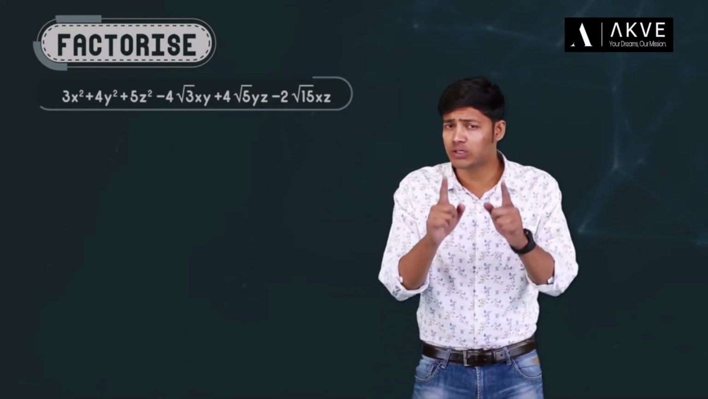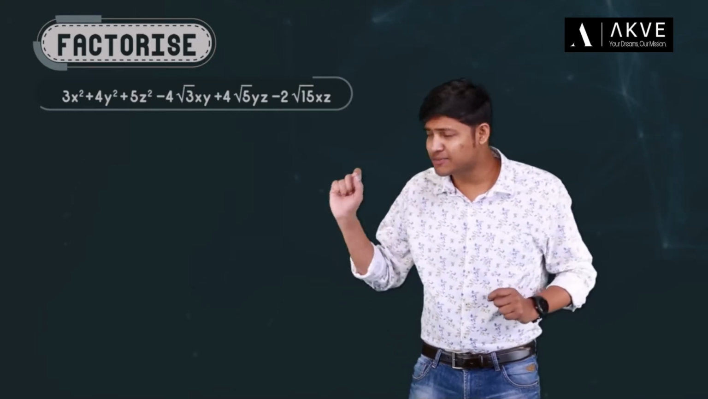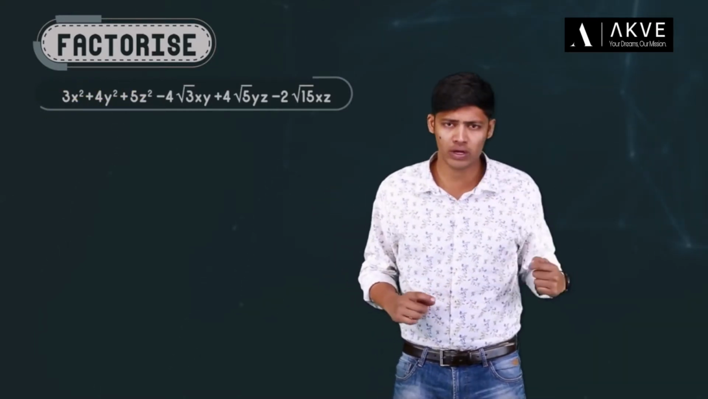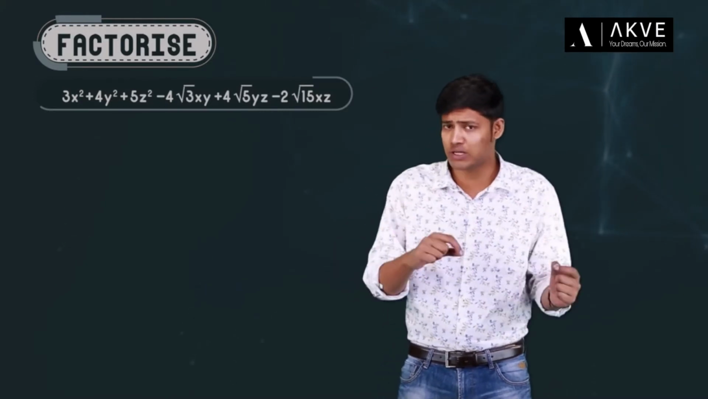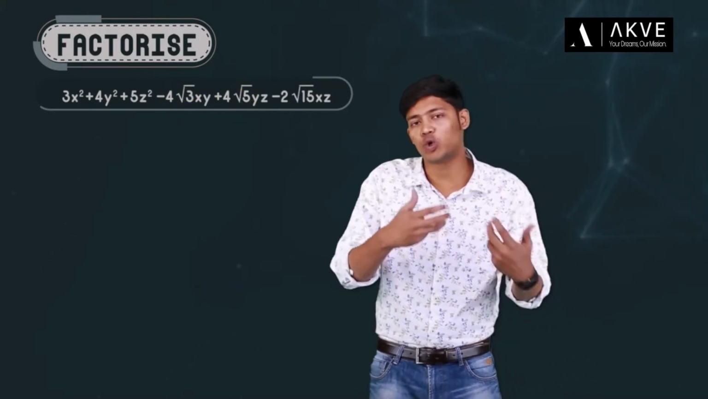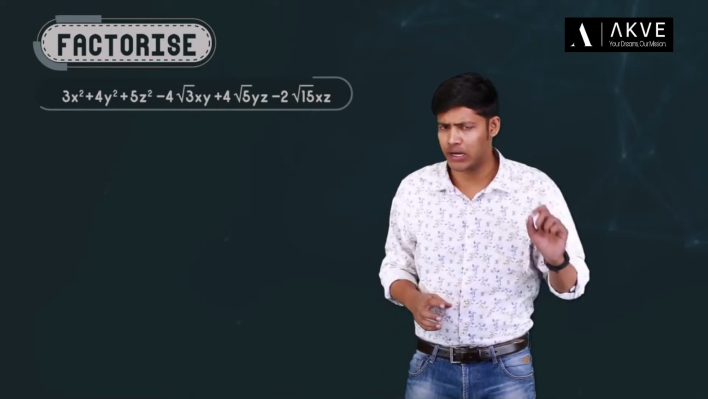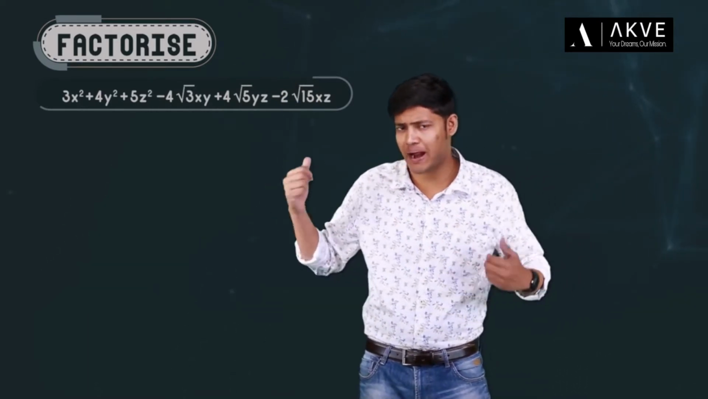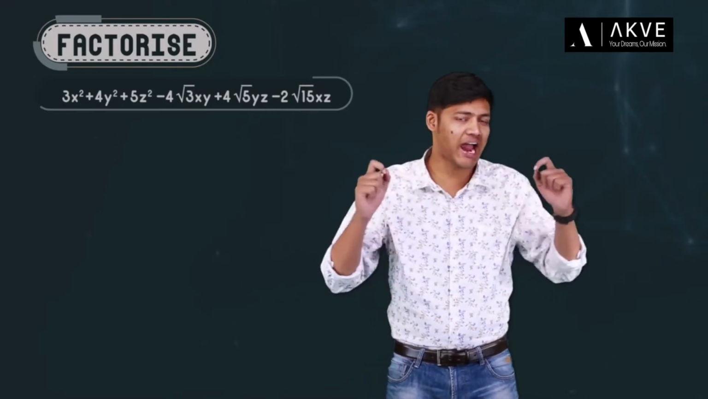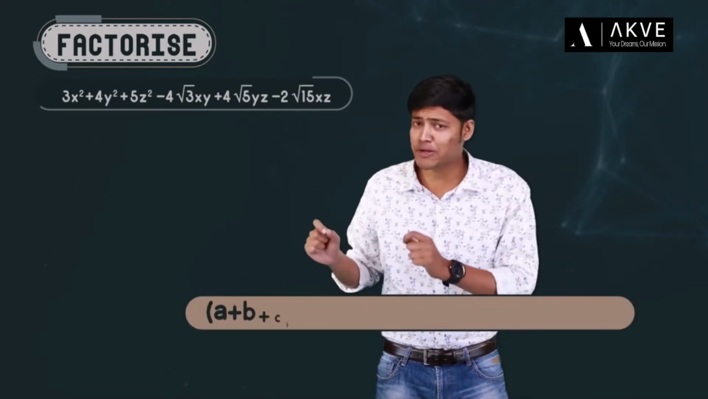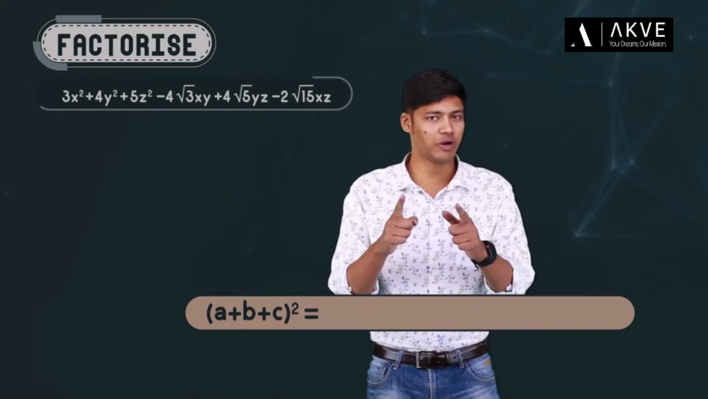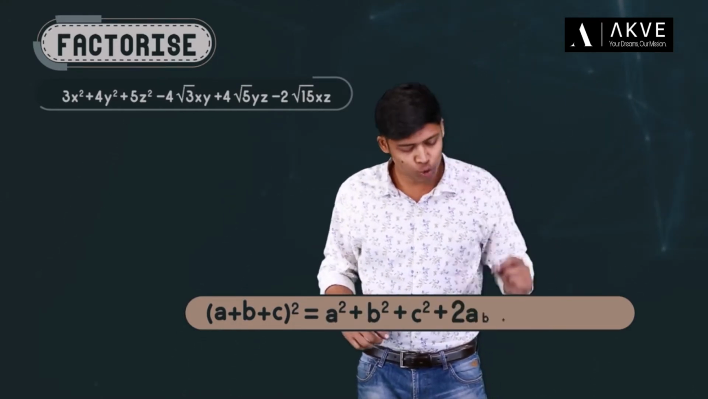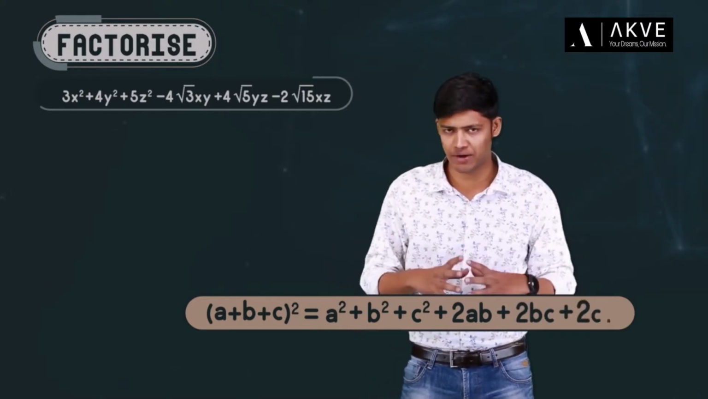Again, you have to observe the terms carefully. In this expression, we have 3 terms in which variables are raised to a power of 2 and another 3 terms in which 2 variables are multiplied to each other. Think for a while. In which identity do we get terms following the same pattern? Yes, the identity is again (a + b + c) whole squared equal to a squared plus b squared plus c squared plus 2ab plus 2bc plus 2ca.